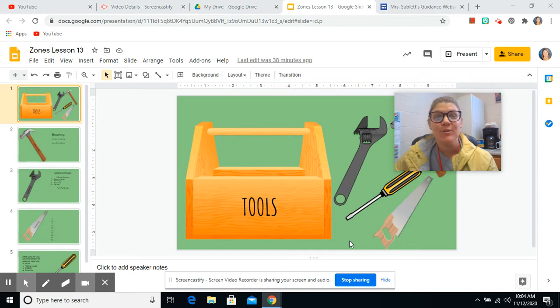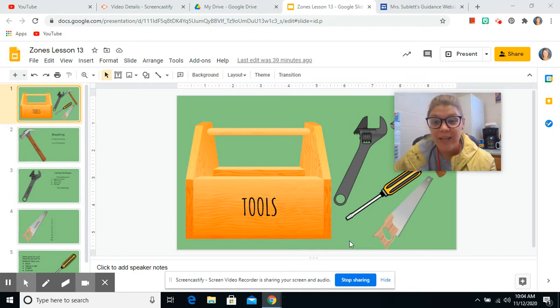I am here today to talk about our lesson 13 in the Zones of Regulation. I can't believe that we are already on lesson 13. But today is a very important lesson. It is a lesson that everyone needs to know. It is called the toolbox.